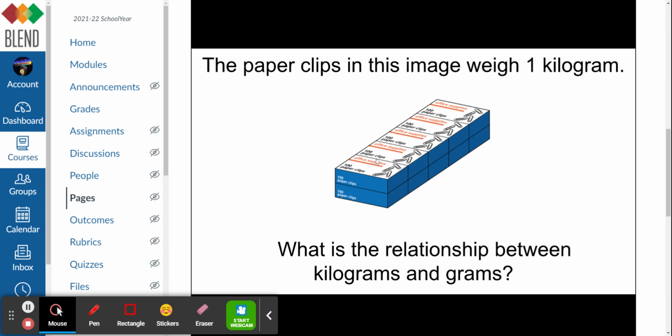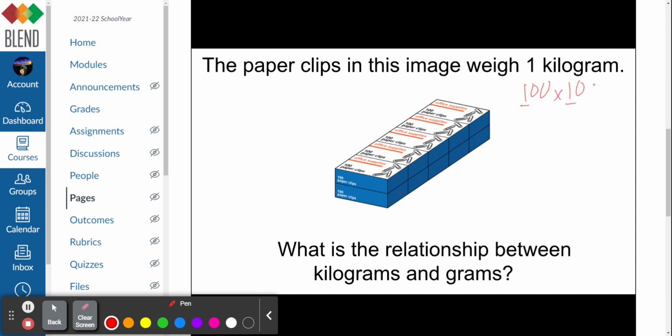So take a look at this. How many paper clips are there? And then how many boxes? How many are in each box? So if we look at this, you have 100 paper clips. You have 1, 2, 3, 4, 5, 6, 7, 8, 9, 10 times 10 boxes. If we do the zeros trick, 1 times 1 equals 1. 1, 2, 3 zeros. So 1,000 paper clips is 1,000 grams. So 1,000 grams is 1 kilogram, and that's exactly what it says right here. 1 kilogram equals 1,000 grams.